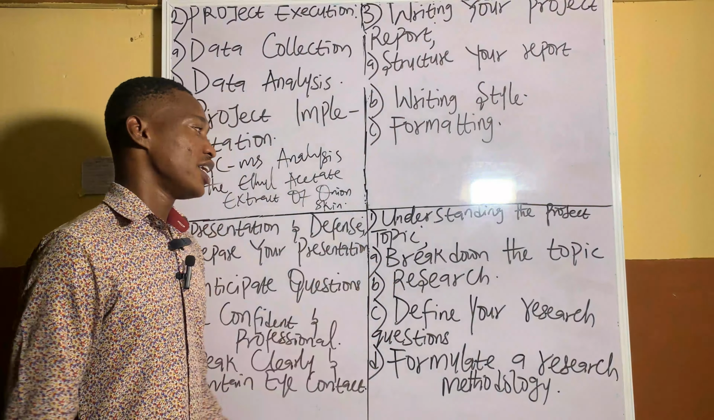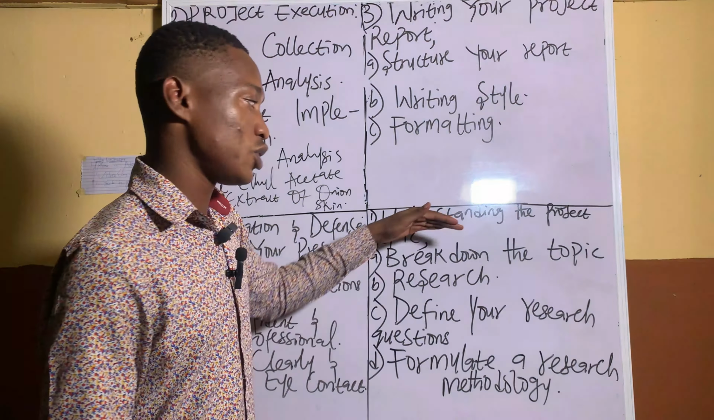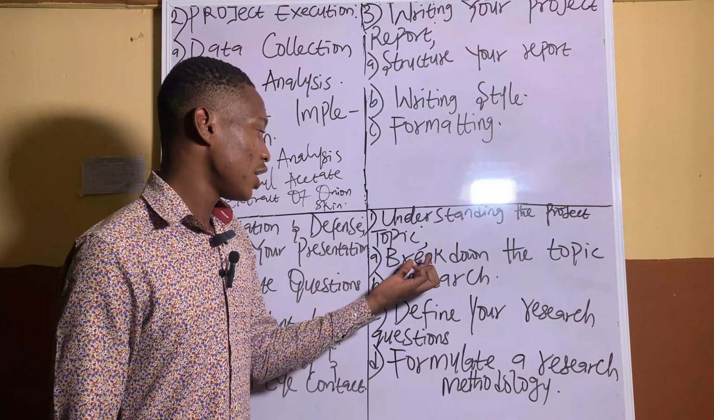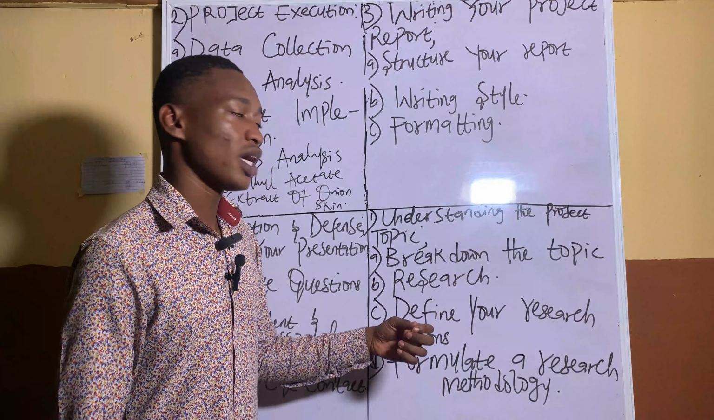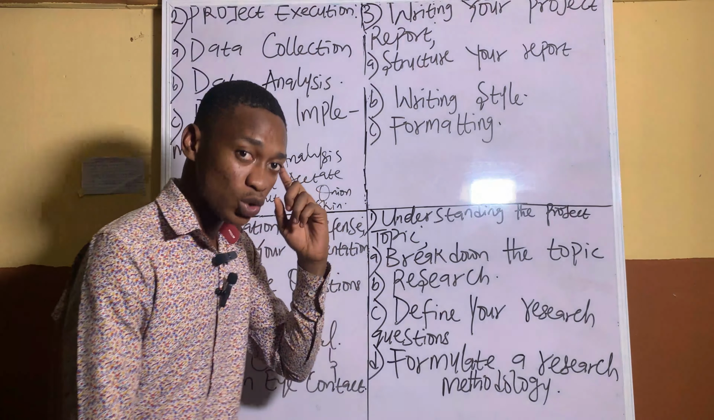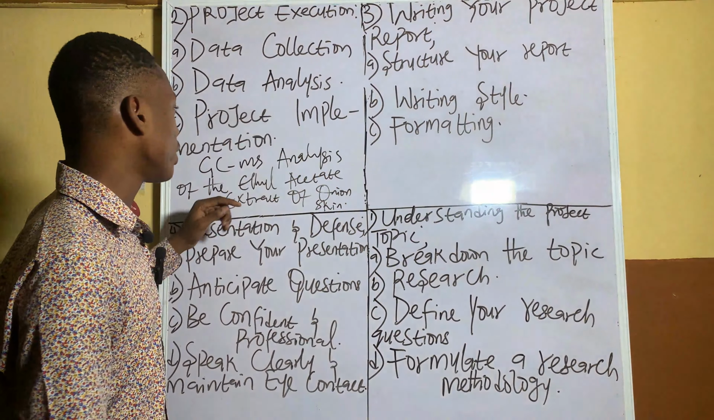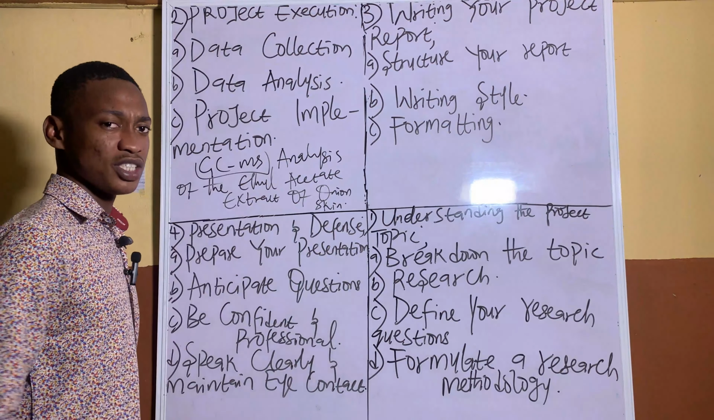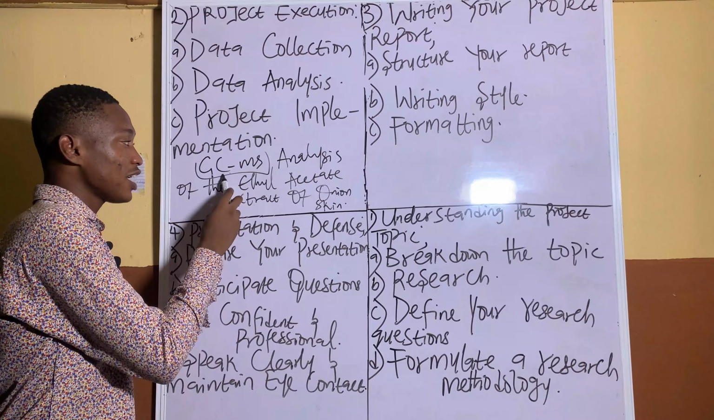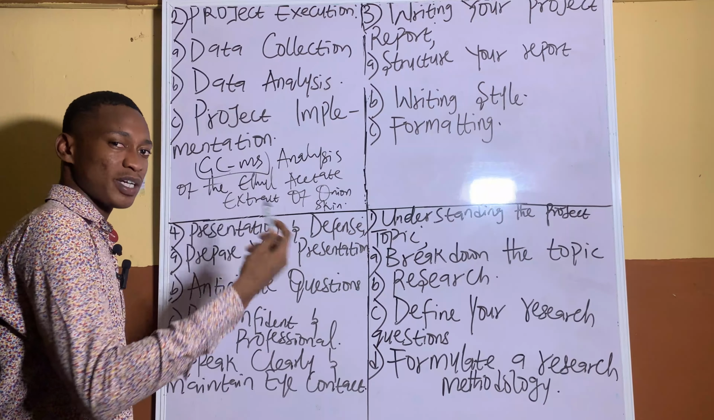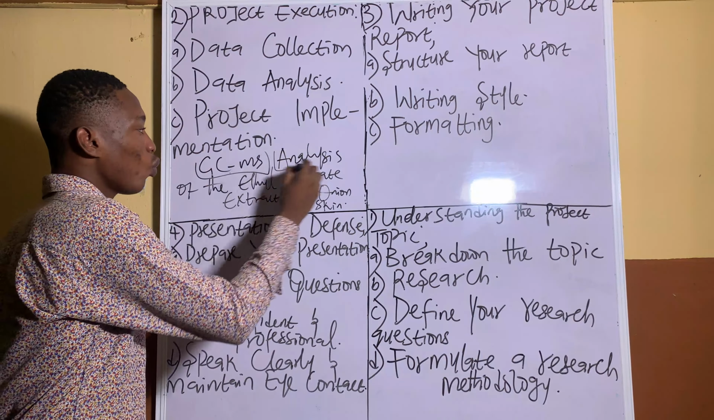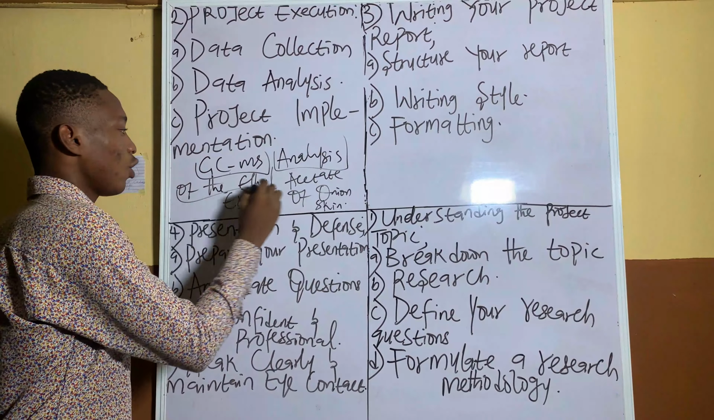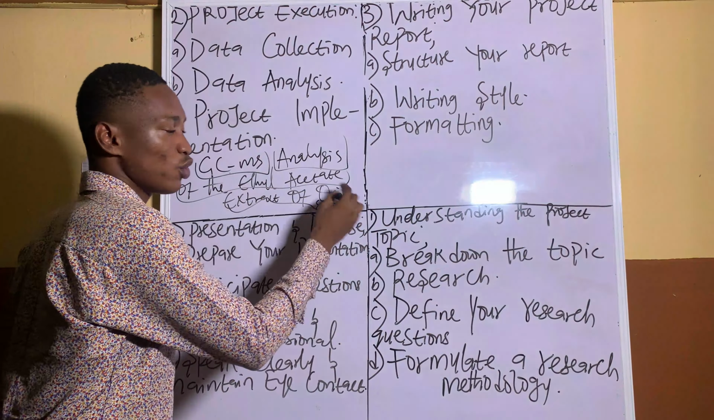This is the work. Now, when we're talking about understanding the project topic, it has subsections. The first one is breaking down the topic. Already, you've been given a topic, remember? So how do you break it down? You look at this particular component. We have GCMS. GCMS is gas chromatography mass spectrometry. So what do we mean by analysis of the ethyl acetate extract of onion skin?